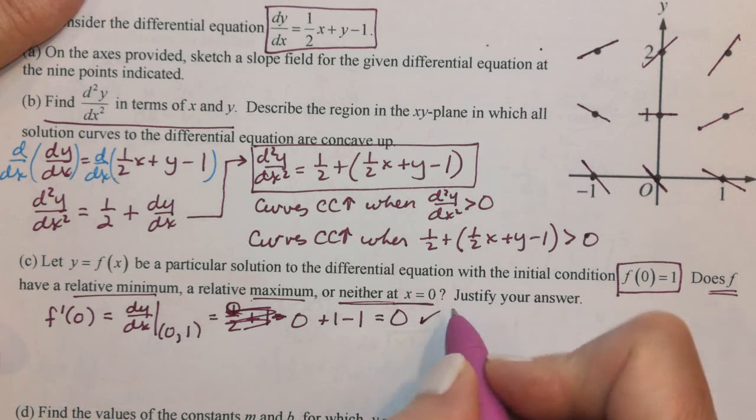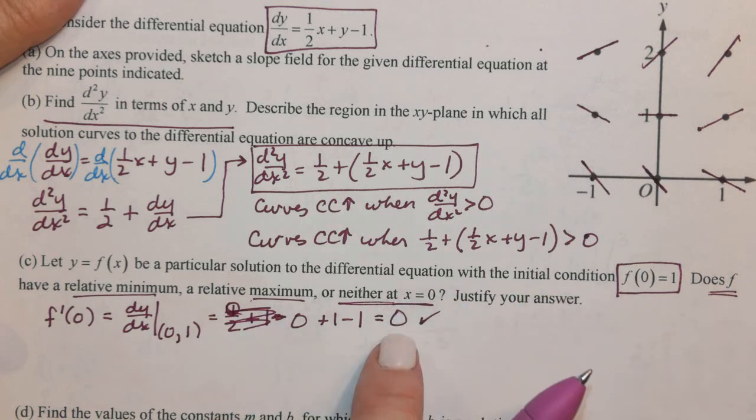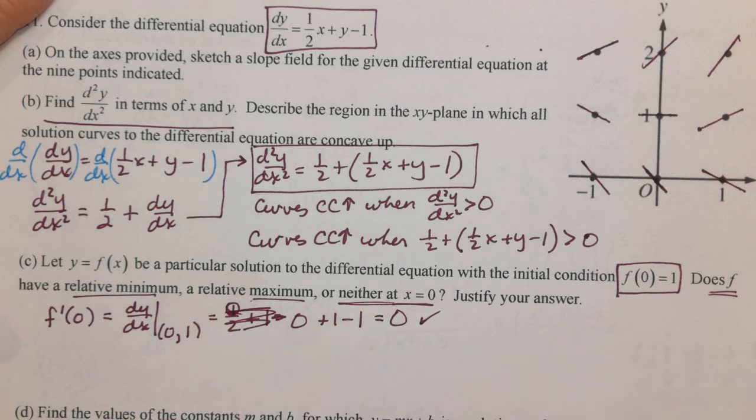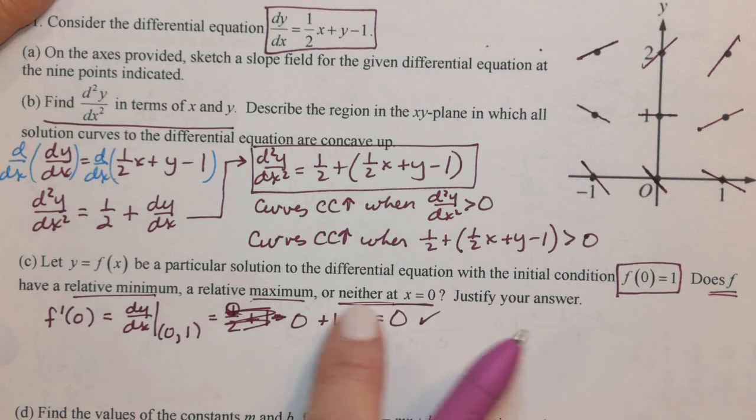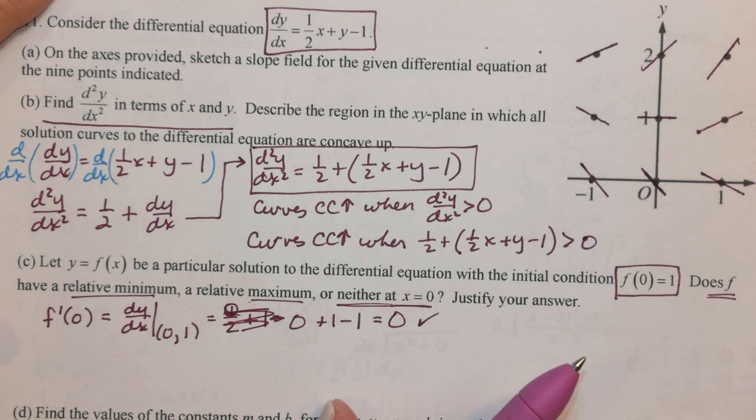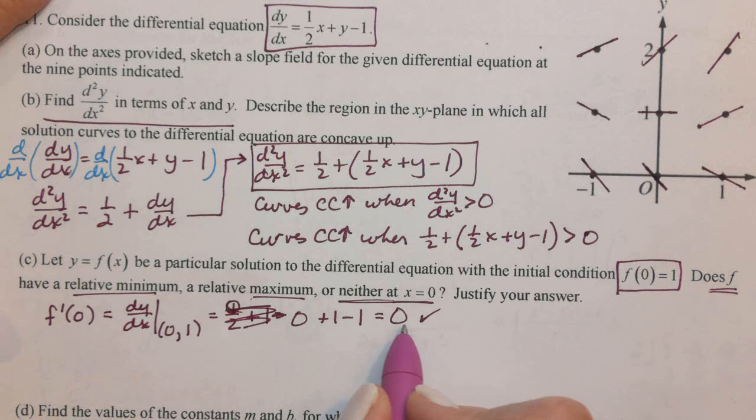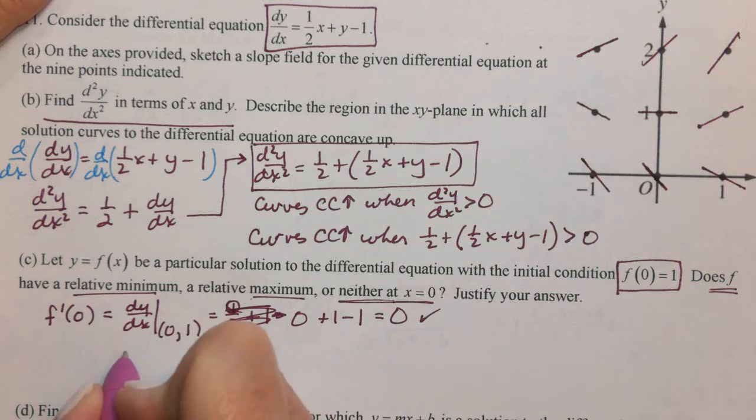So maybe it's a min, maybe it's a max, maybe it's neither. What if we had not gotten 0 there? If we had not gotten 0 there, immediately the answer would be neither a min nor a max, because the slope has to be 0 or undefined for there to be a relative min or max. Okay? So since I got the slope to be 0, now I'm going to go to the second derivative.